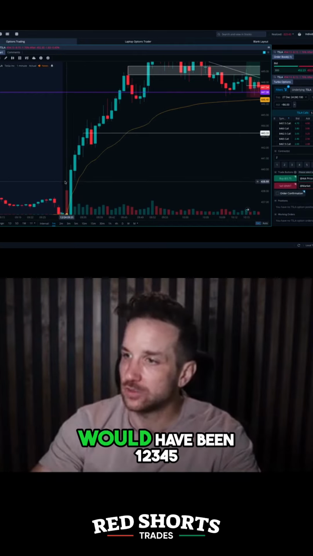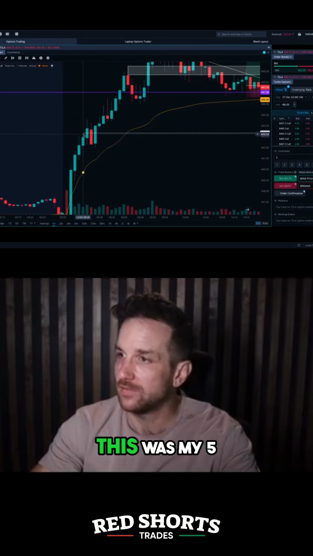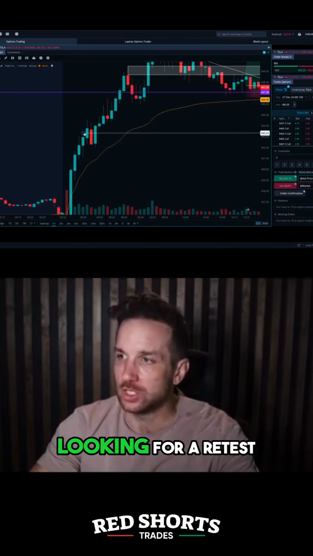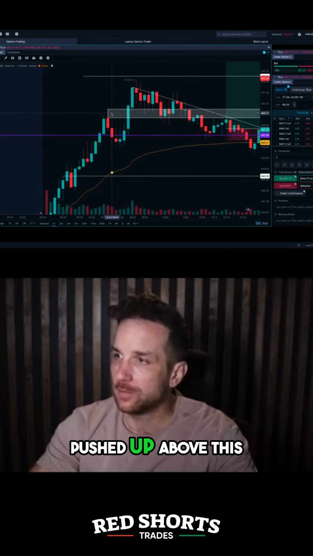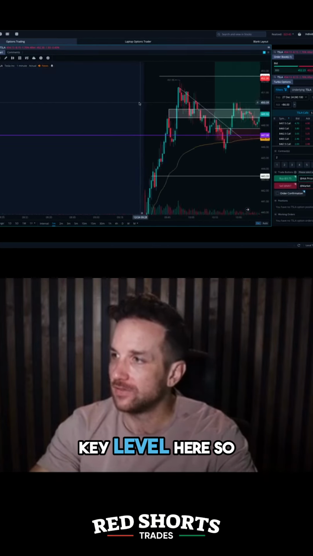So my next entry would have been 1, 2, 3, 4, 5. This was my 5-minute candle. I was looking for a retest of that. We never got it, but what did we do? We pushed up above this key level here.